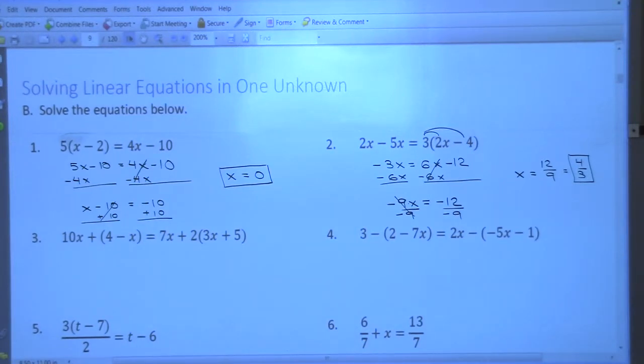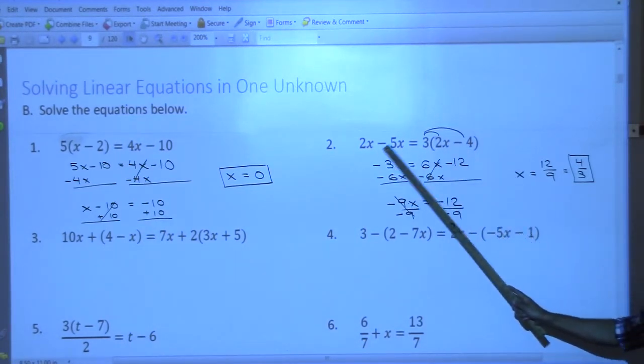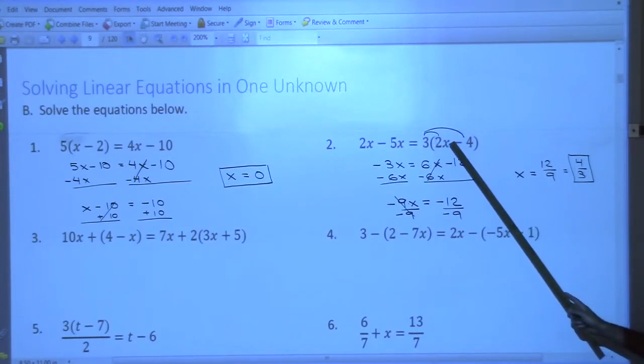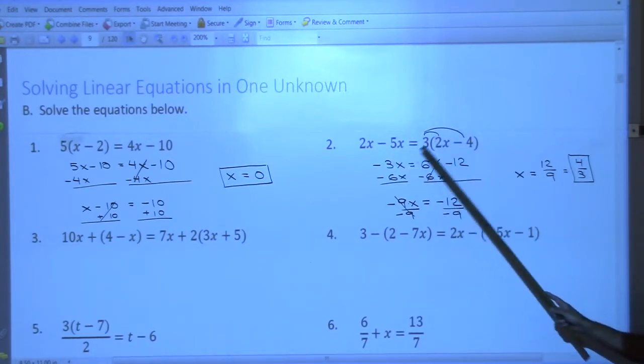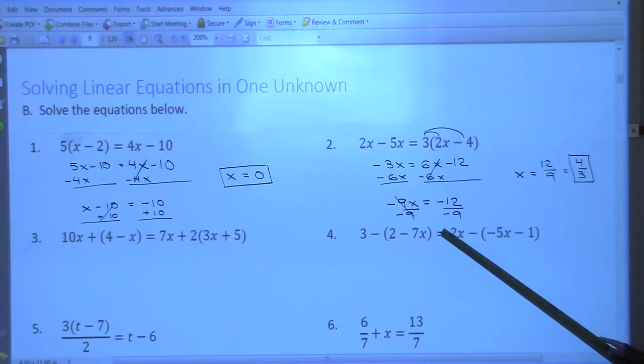Yeah, so that would have been hard to look at this equation in the very beginning and be like, oh yeah, sure, x is 4/3, right? It's not something that we can see easily. That's why we have a procedure for it.